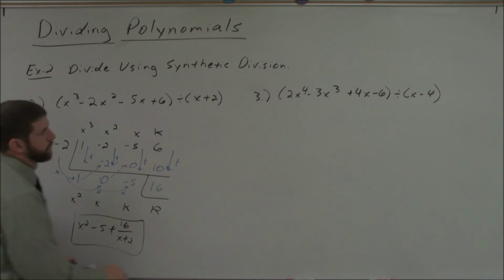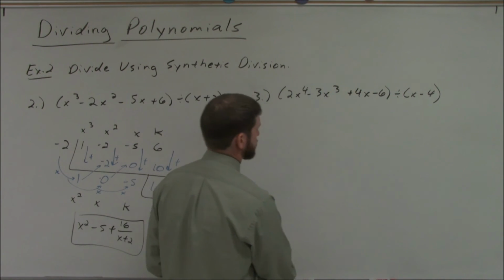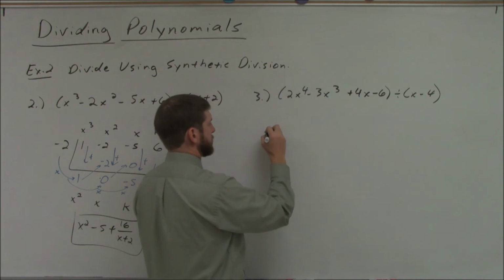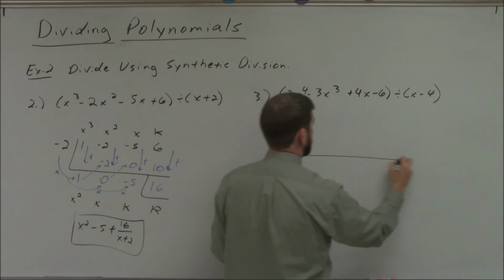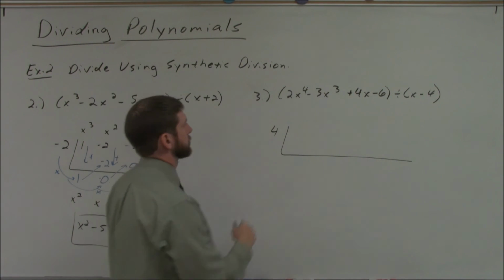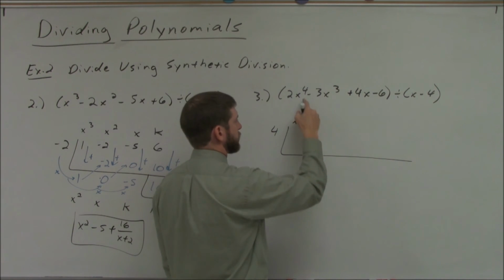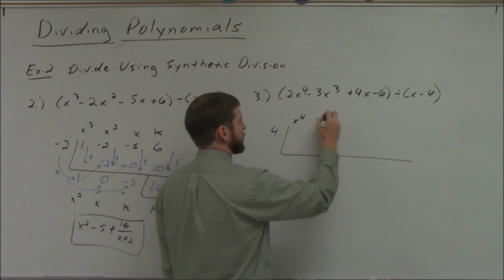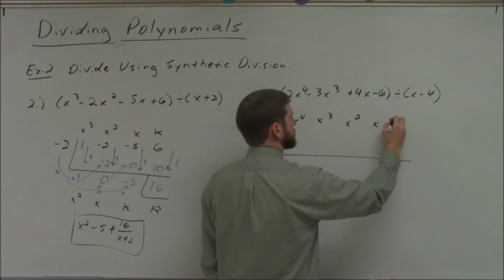Let's look at the next one. Let's set it up. You start with the opposite of your constant. So there's 4. Now, x to the 4th is our first degree. So x cubed, x squared, x, constant.